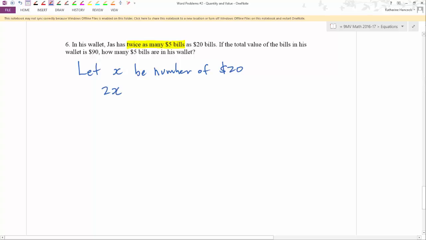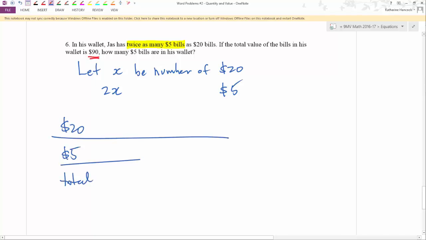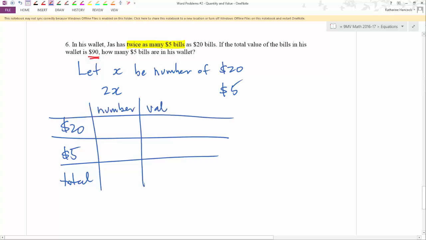And that means I'm going to have twice as many $5 bills. It's going to be 2X. Oh, sorry about that. Just silence my phone. Total value of the bills was 90. So we're going to do it the same as before. We've got $20 bills, we've got $5 bills, we have a total. You should be an expert at this now. We've got our number, we've got our value, we've got our total. And number times value equals total.